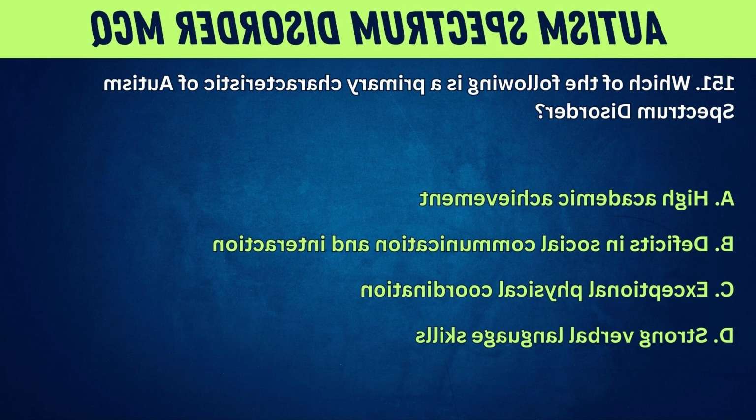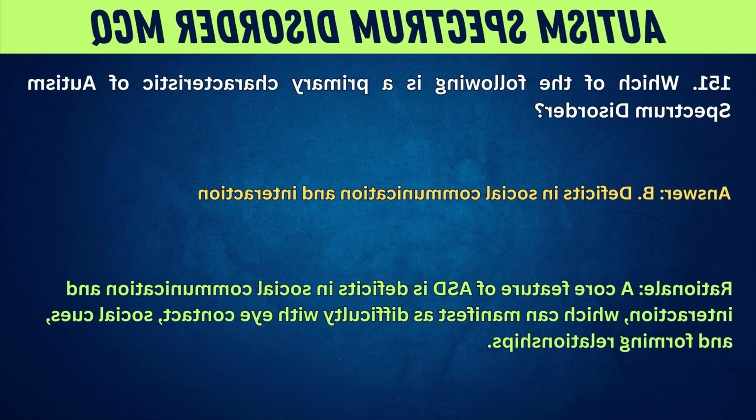151. Which of the following is a primary characteristic of autism spectrum disorder? A. High academic achievement. B. Deficits in social communication and interaction. C. Exceptional physical coordination. D. Strong verbal language skills. Answer: B. Deficits in social communication and interaction. Rationale: A core feature of ASD is deficits in social communication and interaction, which can manifest as difficulty with eye contact, social cues, and forming relationships.